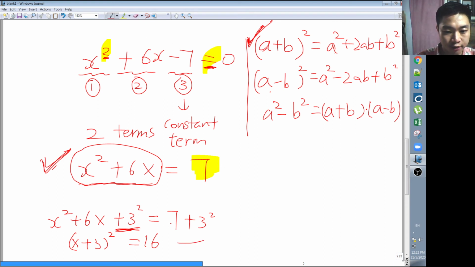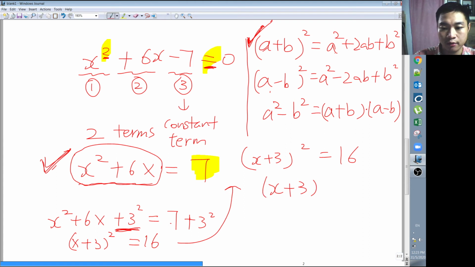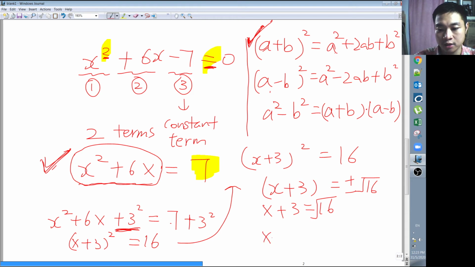Okay, so let me continue here. Your left hand side is (x + 3)² and then you have 16. So you should realize that (x + 3)² is equal to, you need to write a square root here, plus and minus square root 16. Once you get this, you have two answers. One of them is x + 3 = square root 16, and then x + 3 = minus square root 16.